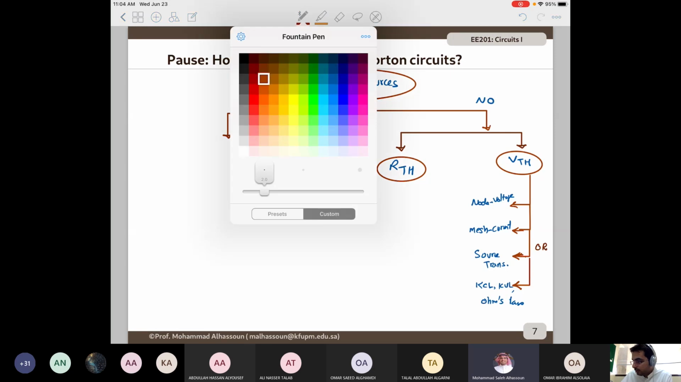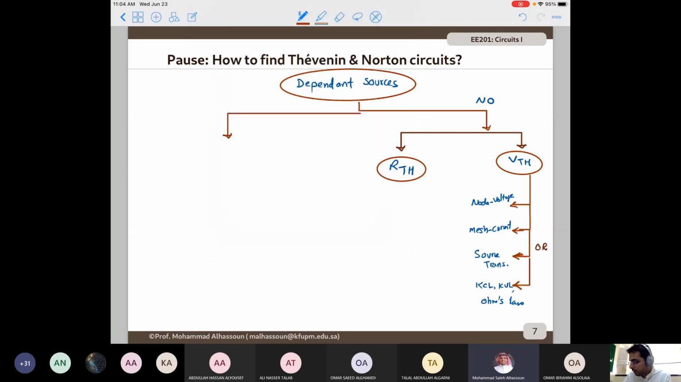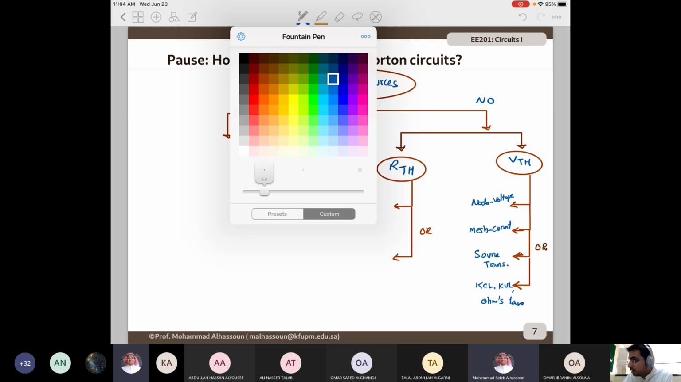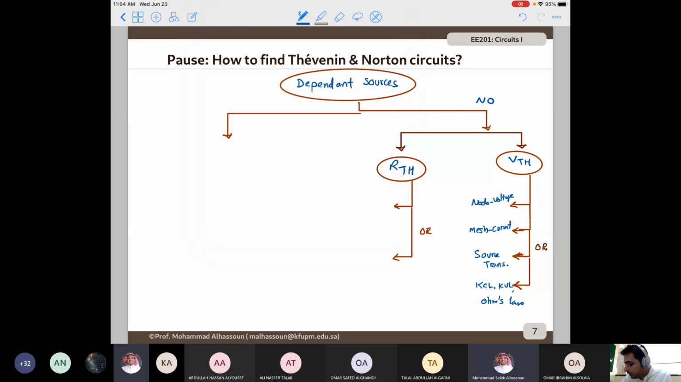Now what happens if we're talking about the Thevenin resistance here? In this case, you have actually 2 options. So what are these 2 options? The first one is to deactivate all independent sources, which is usually the easiest one.